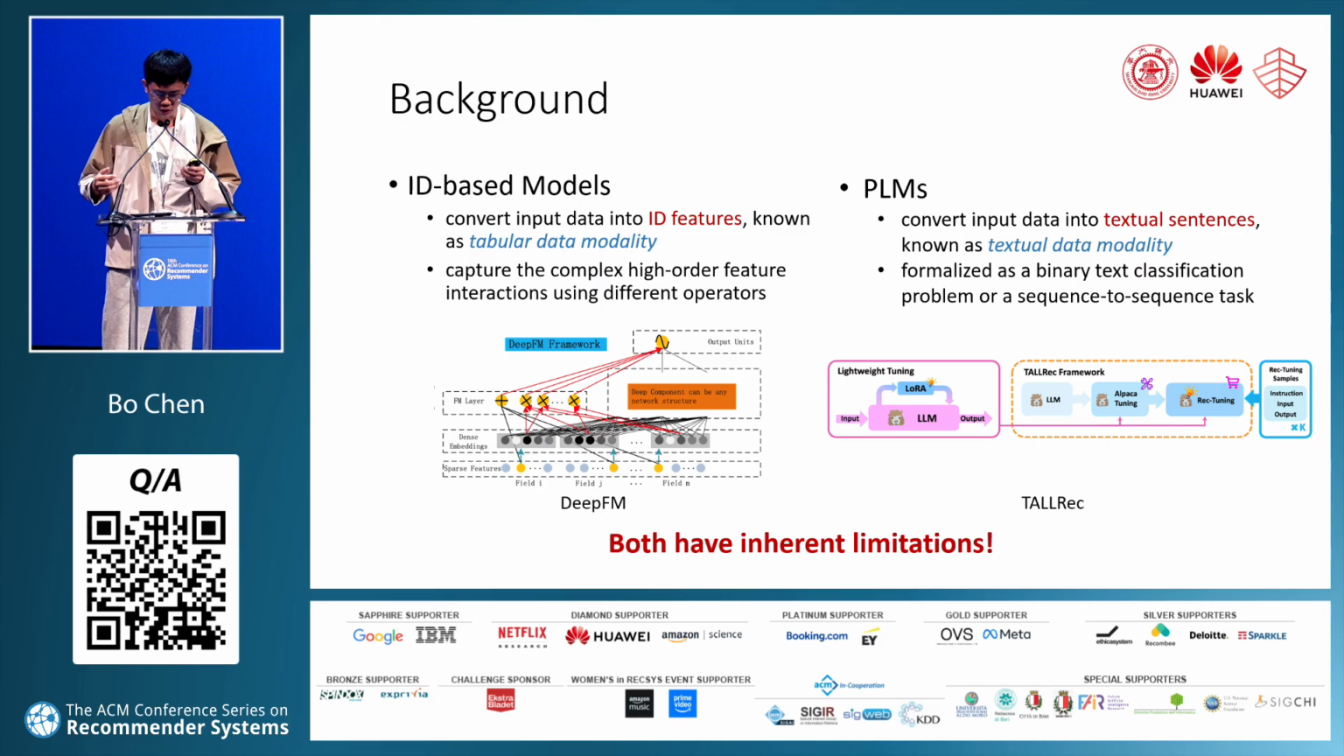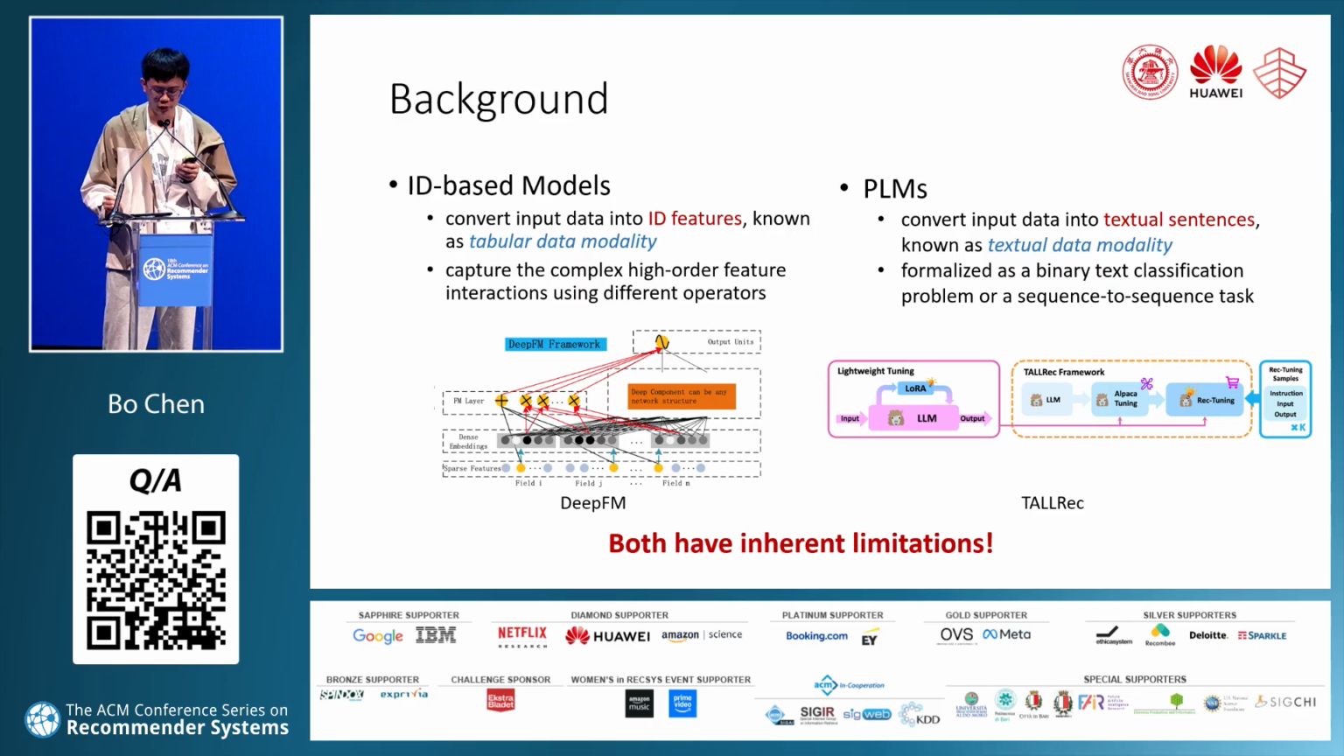On the one hand, the traditional ID-based models for CTR prediction adopt one-hot encoding to convert the input data into ID features, which can be named the tabular data modality. This model aims to capture the complex high-order feature interaction patterns by different operators, such as the inner product, outer product, or the attention mechanism.